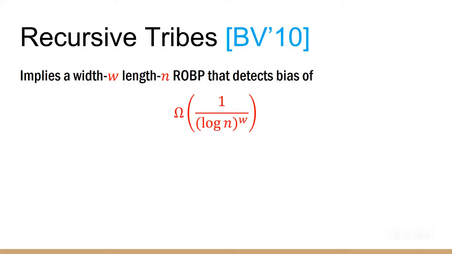Okay, so coming back to the read-once branching program for the coin problem. Till now we have seen that at least for 1 by polylog n bias, we have a constant width read-once branching program. Now how do we jump from here to detecting a bias of 1 by poly n?